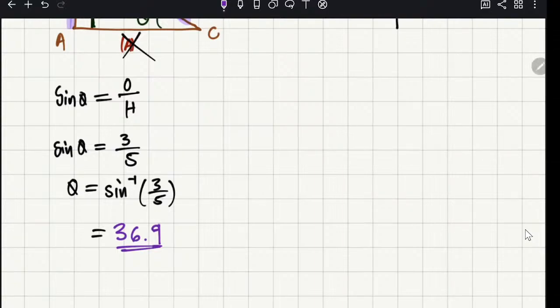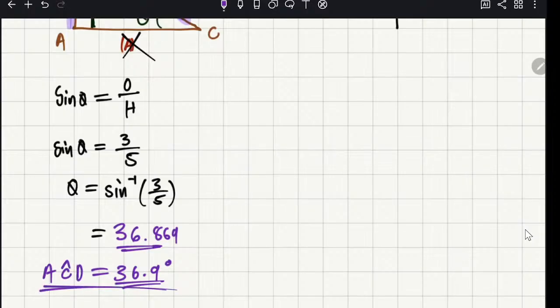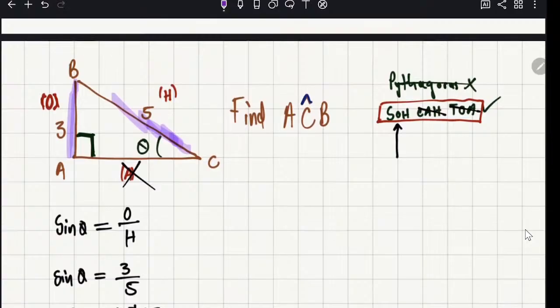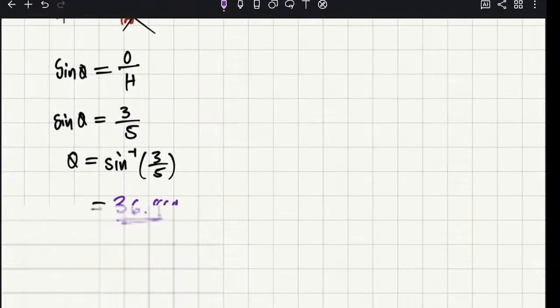If you want, first write 36.869 or something, which is 36.9 degrees. You need to put the degrees on. So this is going to be your theta. And this is your ACD is equal to this. You get your marks. This is what you do. You tested Pythagoras. It didn't work. You used SOHCAHTOA. It worked. You got your answer. Then the last example before we move to the last section of triangles and we know we're done.